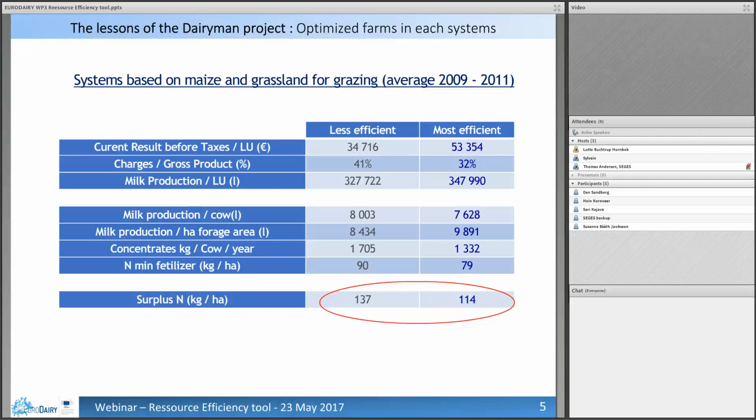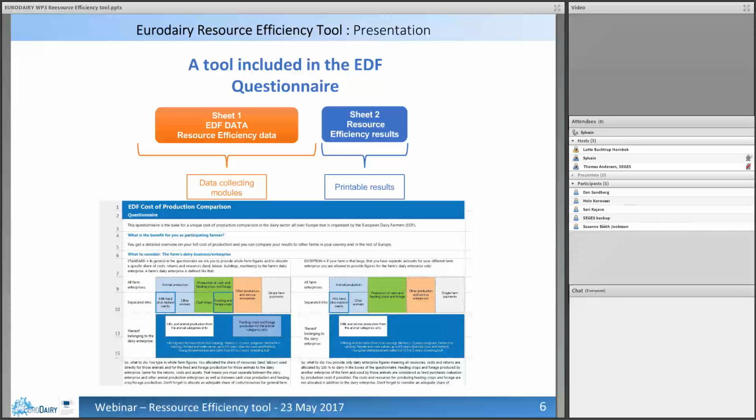So it was just an introduction to the nitrogen and phosphorus balance, and now we will go through the questionnaire, the tool included in the EDF questionnaire. So in the tool you will find two main sheets. The first one considers the EDF data to be collected, and a part dedicated to the resource efficiency data. And you will find a second sheet with the main resource efficiency results.